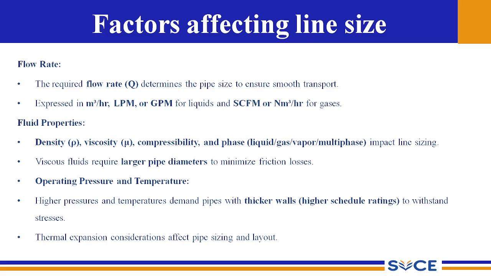To accommodate thermal expansion, we normally go for bends and horseshoe-type bend arrangements, and we go for bellows to counter the thermal expansion. So this will also affect the pipe sizing and the layout of the piping.